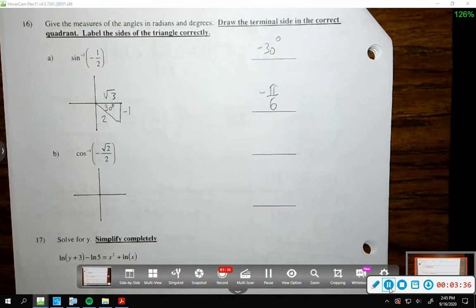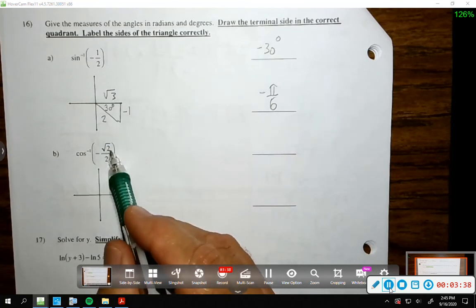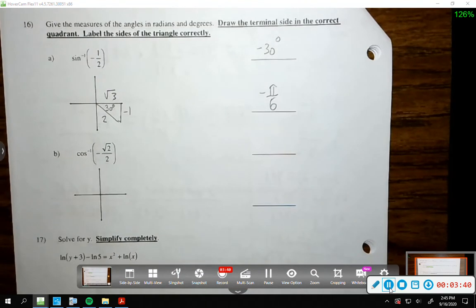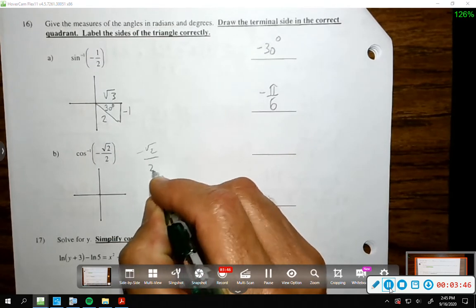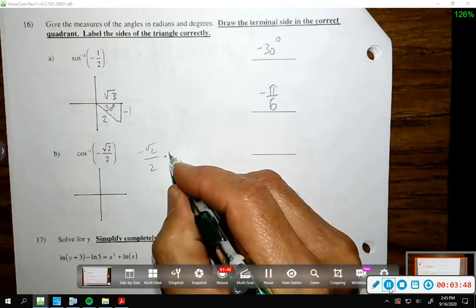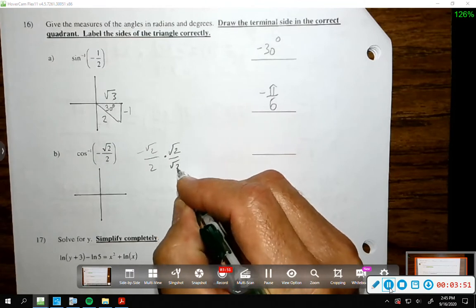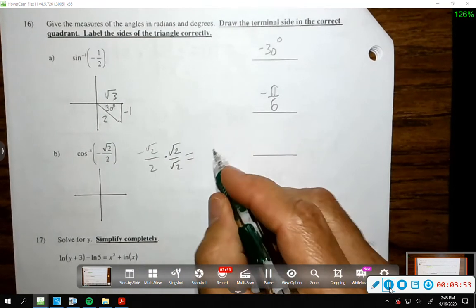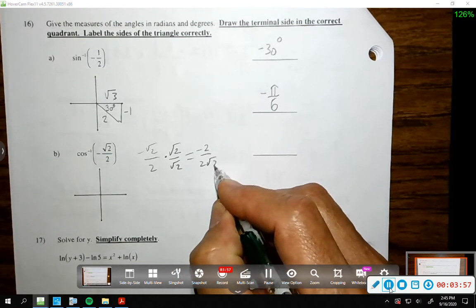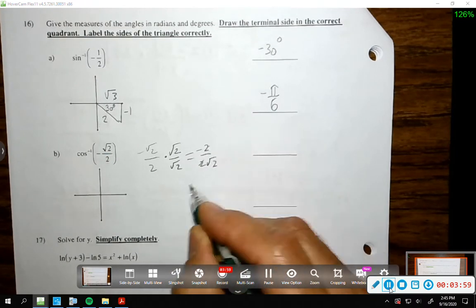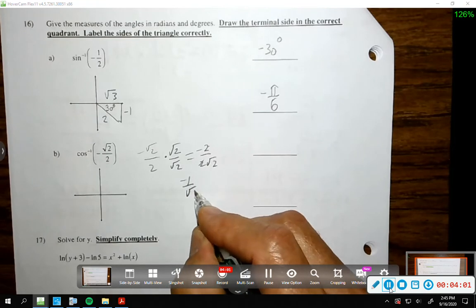One thing that I did give you is a problem in which you have to rationalize the numerator. So I have to multiply this fraction by the square root of 2 over the square root of 2. Same thing as multiplying by 1. And in doing so, square root of 2 times square root of 2 is 2. I'll make it negative. The bottom is 2 square root of 2. And look what happens. The 2's cancel. I get -1 over the square root of 2.